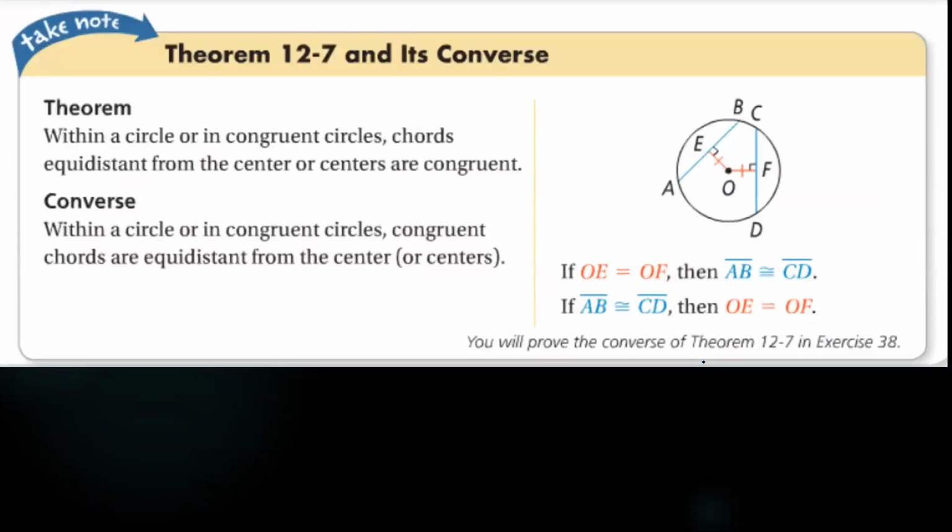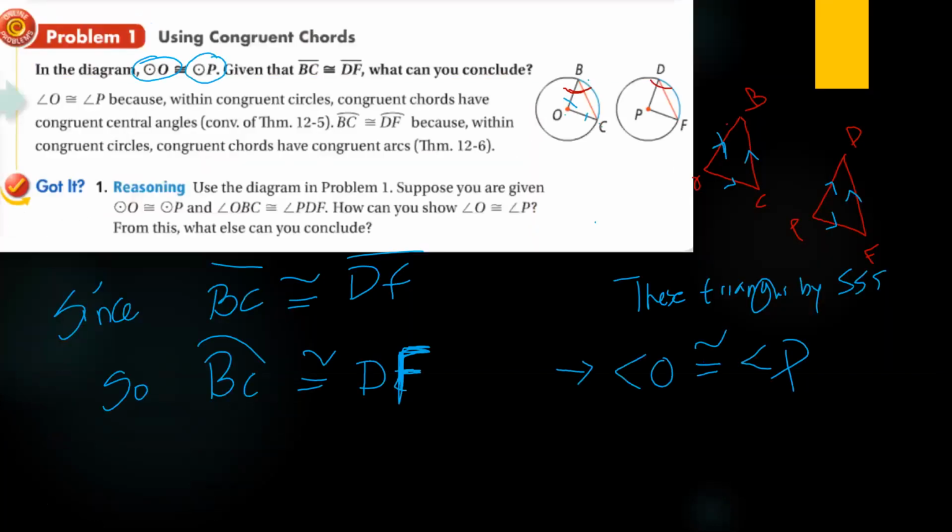Now, let's talk about theorem 12.7. You say that the radius is equal because BC and DF are equal? BC are equal, it's given. And OB and OC are the radius in a circle.